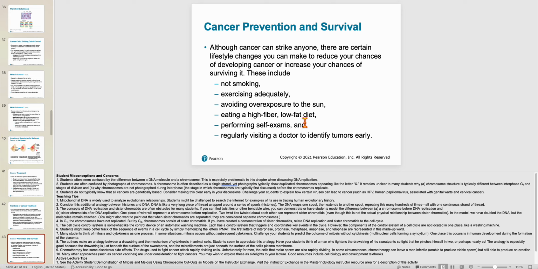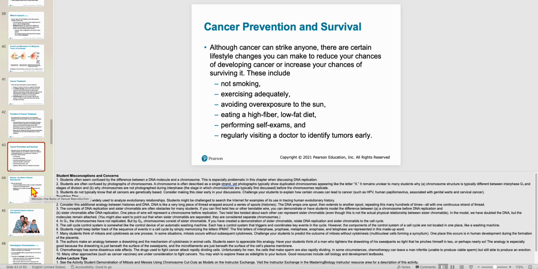Eating a high-fiber, low-fat diet. So if you're always a McDonald's fan all the time, eating a lot of fatty foods, that's bad too. You want to eat a high-fiber diet to help move things through your colon. Then performing self-exams to just make sure you don't feel anything. And then visiting your doctor regularly to check whether you have any issues.